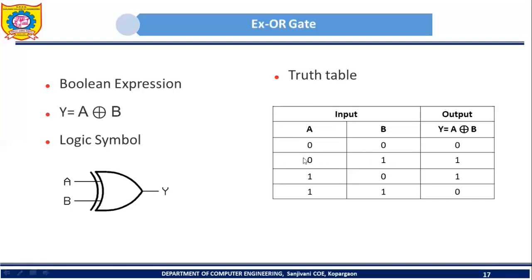Now consider the next row. Count the number of logic 1s. How many are there? 1, and 1 is odd. So output of XOR gate will be 1 here. Similarly here also number of logic 1s is 1, so output of XOR gate is 1. Now here number of logic 1s is 2, which is even, so output of XOR gate will be 0.